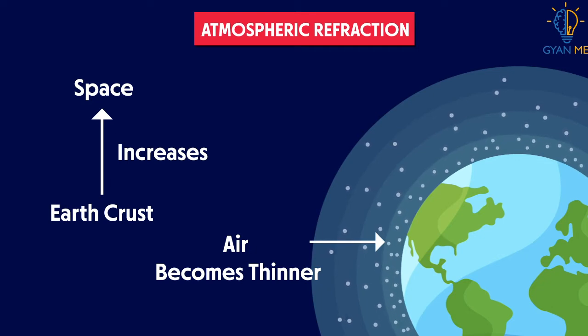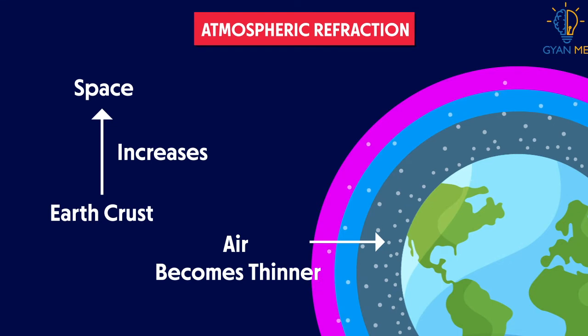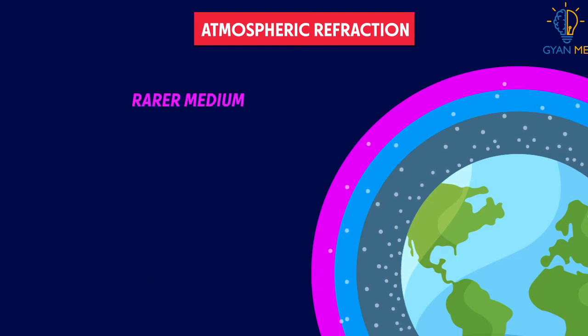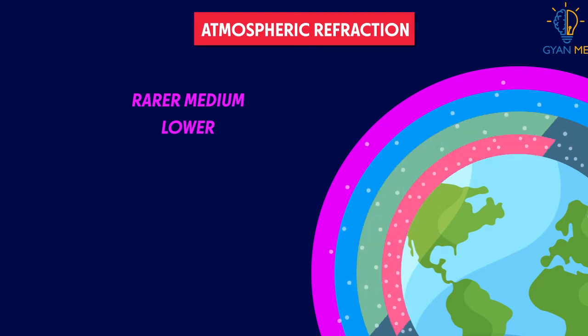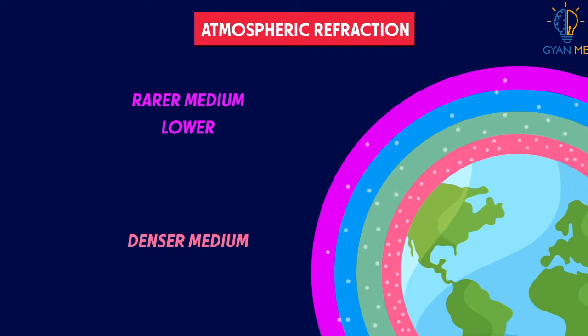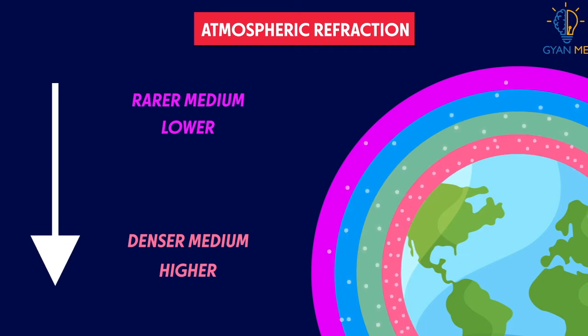The part of the atmosphere where the air is thin will act as a rarer medium and its refractive index will be lower. And the part of the atmosphere where the air is thick will act as a denser medium and its refractive index will be higher. So students, I hope now you realize that even in the same medium, there can be difference in refractive indices. But yes, the difference in this refractive index is very, very small.